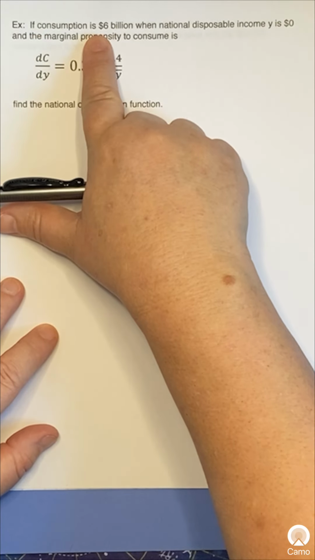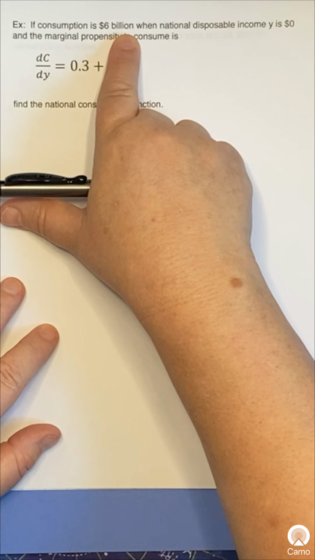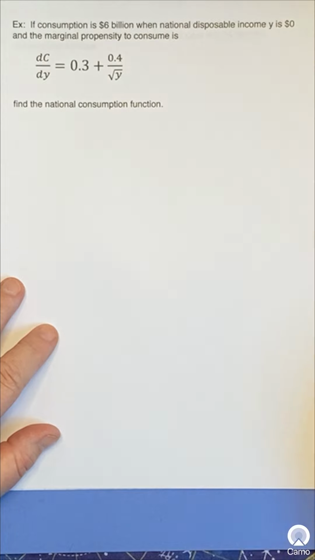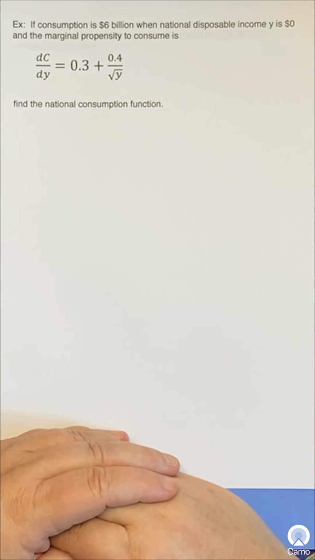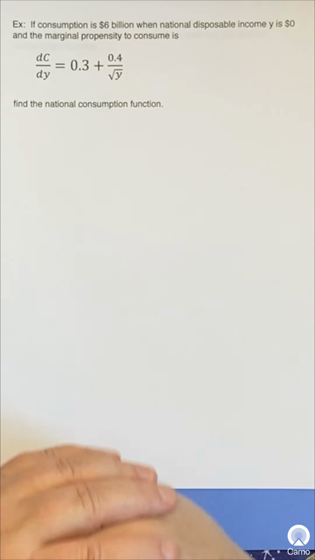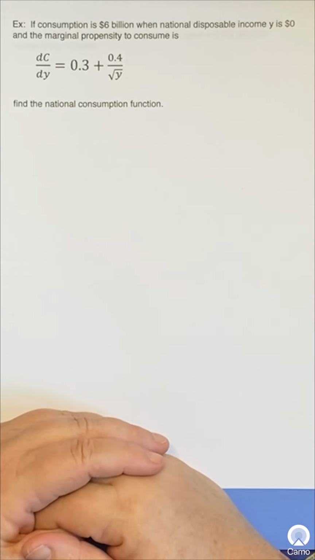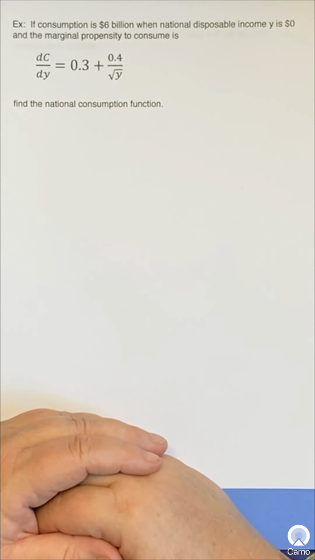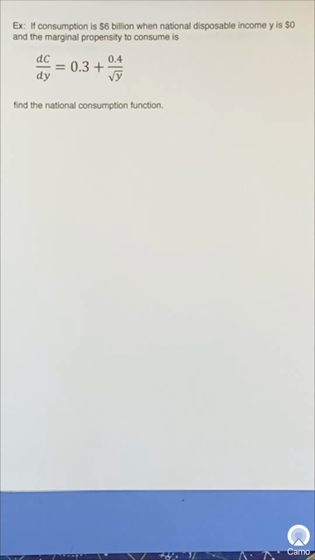If consumption is $6 billion when national disposable income Y is 0, and you're going to say to me, what? How can consumption be $6 billion when there's no disposable income? It's a good question. So what are people doing? They're borrowing money. They're putting off things. You're putting off paying for some things that maybe you should be paying for so that you can afford other things.